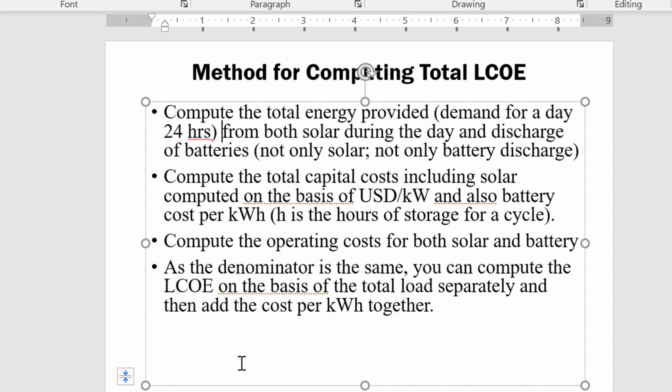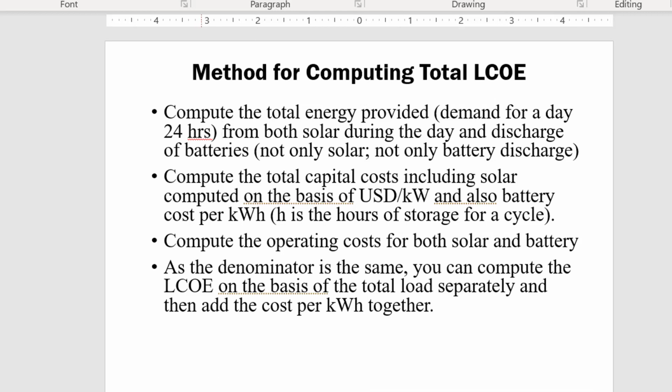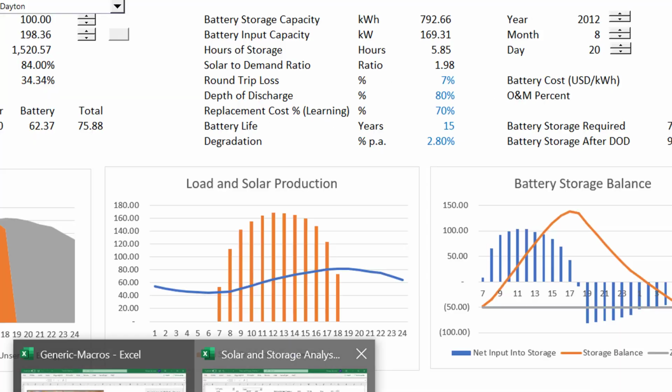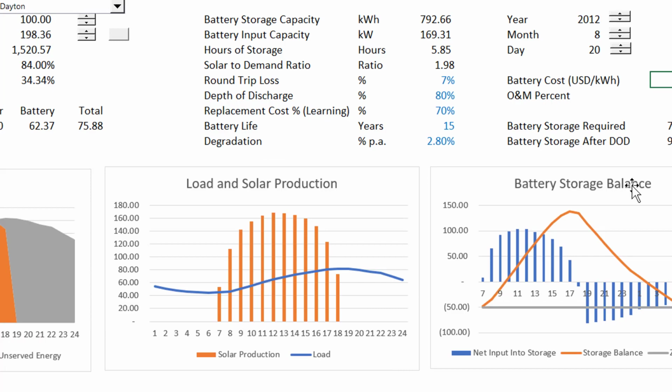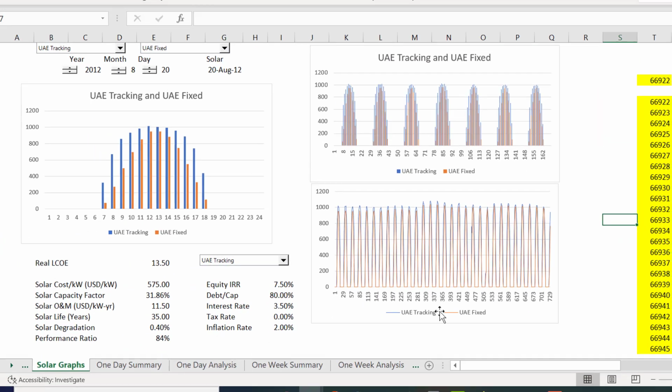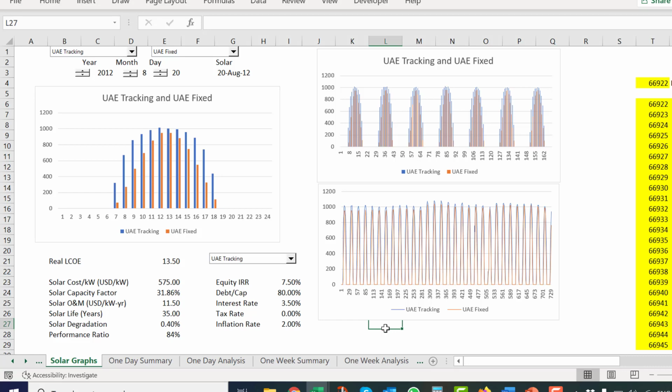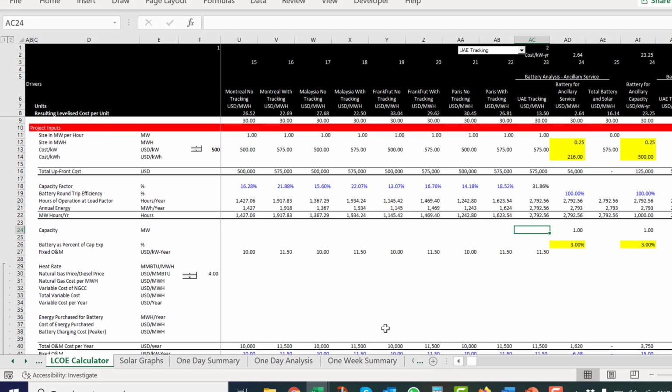And then we compute the total capital cost. Now, the total capital cost here, I put the capital cost of the battery, but I didn't put the total cost of the solar. I did almost the same thing for solar, where we just have solar alone. How did we come up with our solar cost of 13.5?